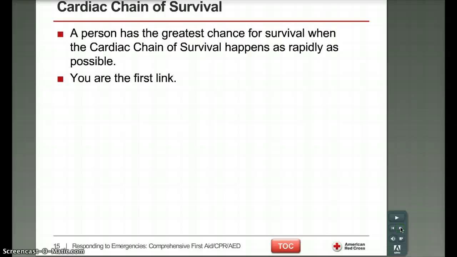A person has the greatest chance for survival when the cardiac chain of survival happens as rapidly as possible, keeping in mind that many times you are the first link. You're the one that's with the person, you're at the restaurant, you're at the shopping mall, you're watching the ball game when something happens. Someone has to make that first initial sign to find that something is wrong. We need to make a phone call. Someone has to start CPR, someone has to start using an AED, and that advanced medical care needs to get there as quickly as possible.